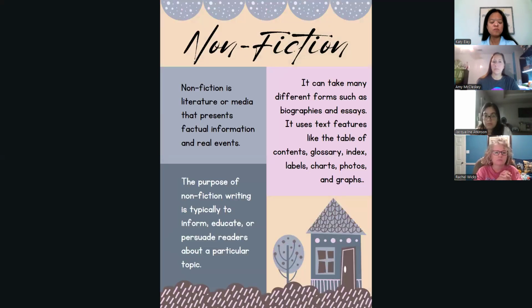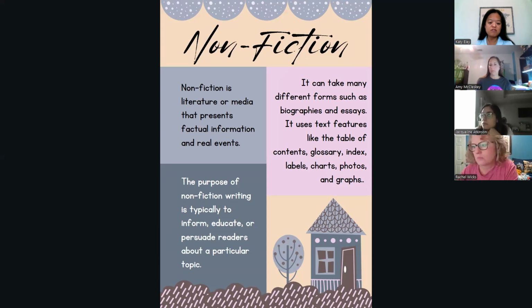Versus nonfiction, which is literature or media that presents factual information and real events. As a matter of fact, one of the students in my library said, oh, okay, so nonfiction is where you learn about the world. I thought that was a brilliant comment. Yeah, absolutely. It is something you learn that applies to your real life.